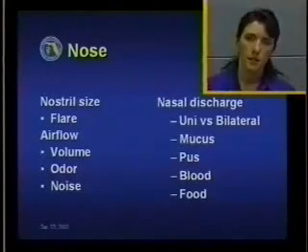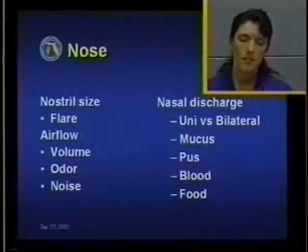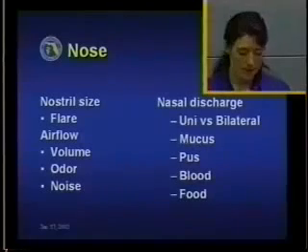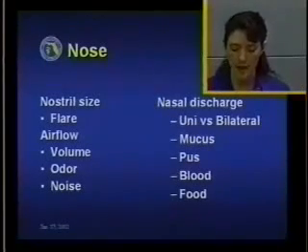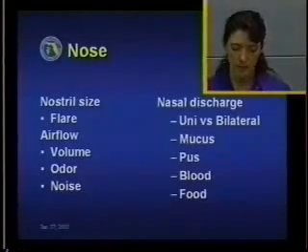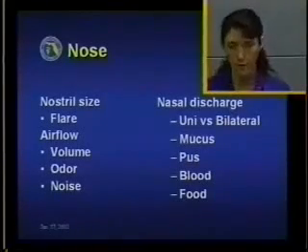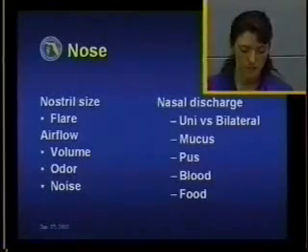Nasal discharge is a common problem observed in horses, and the discharge needs to be characterized in unilateral versus bilateral, and then the type of discharge, also whether you're dealing with mucus, pus, blood, or food, will be reflective of different types of affections.